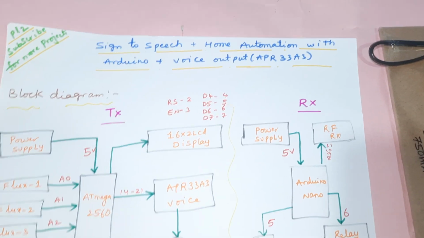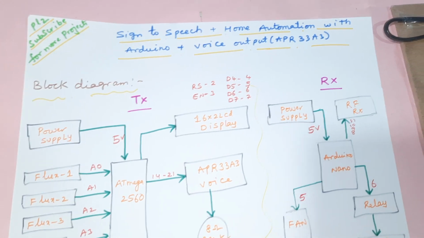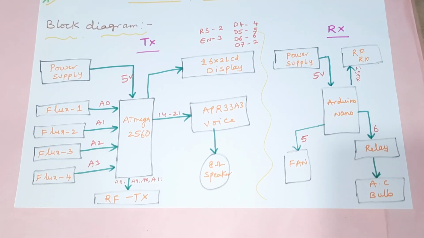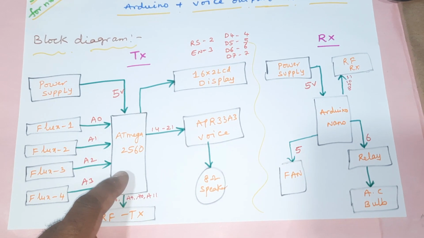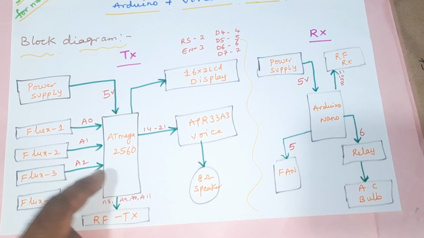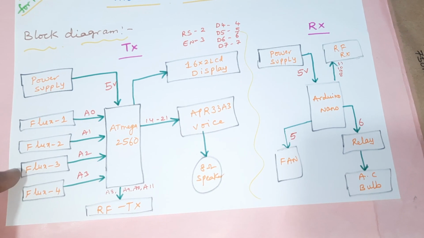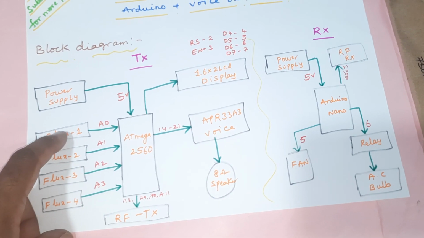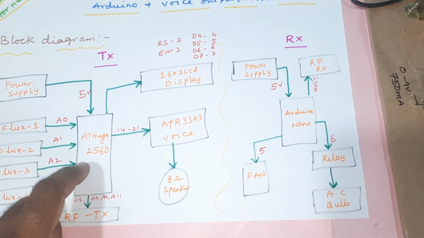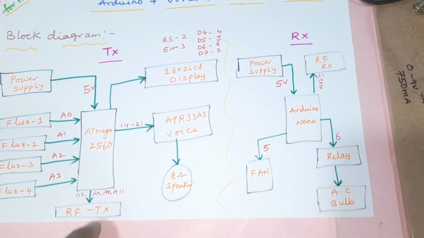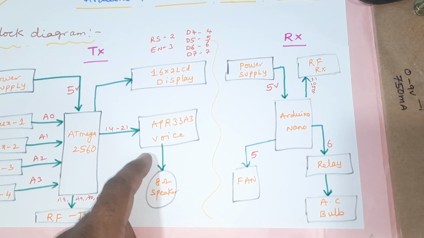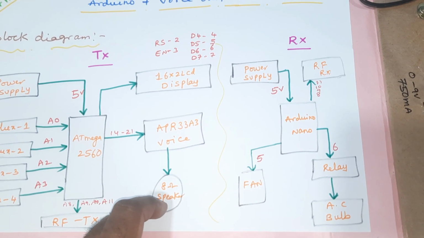The project title is Sign to Speech plus Home Automation with Arduino Mega 2560 and voice outputs using the APR33A3 voice recorder and playback IC. Here we are using an Arduino Mega 2560 and flex sensors 1, 2, 3, 4, connected to analog inputs A0, A1, A2, A3 of the Arduino Mega 2560 board. The voice outputs are connected with the APR33A3 voice recorder and playback IC and an 8 ohm speaker.